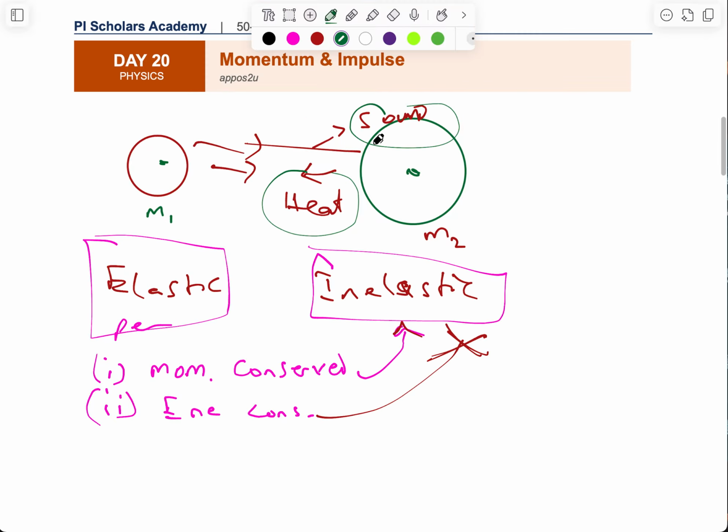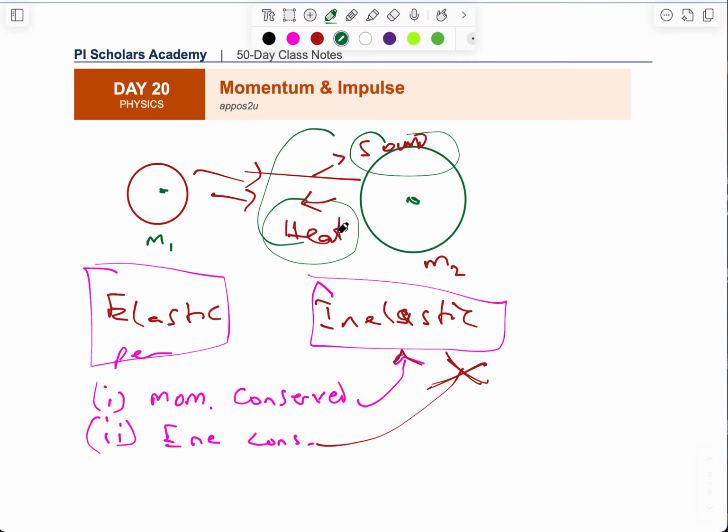So in practice, what we do is that we ignore such energy that can be lost due to heat and sound, and we just focus on the energy that they use for their motion and for collision. So I think you get the idea now. Elastic collision, momentum is conserved, energy is also conserved. Inelastic collision, only momentum is conserved, energy is not conserved.